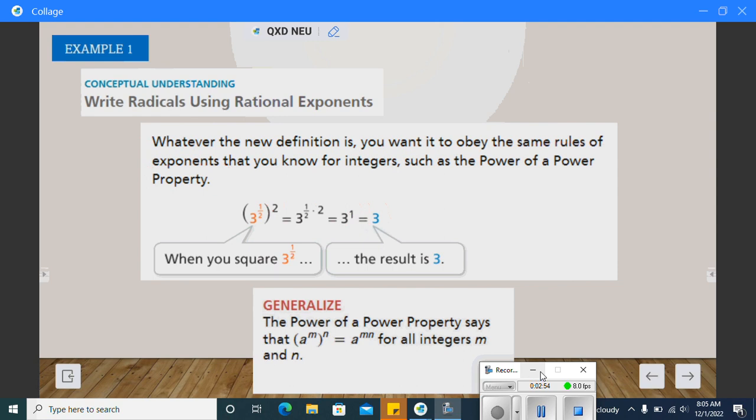So to generalize, the power of a power property says that the quantity of a to the power of m, to the power of n, for all integers m and n.